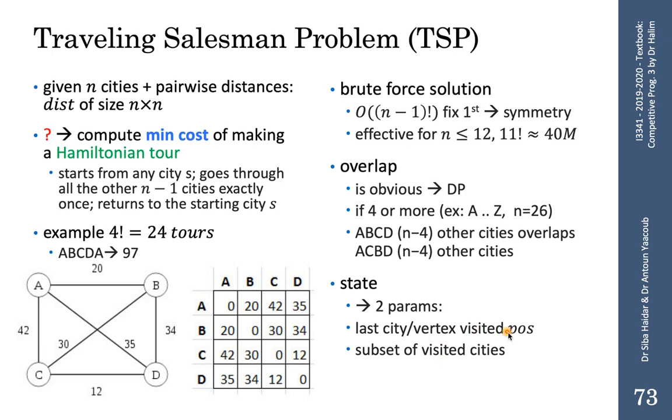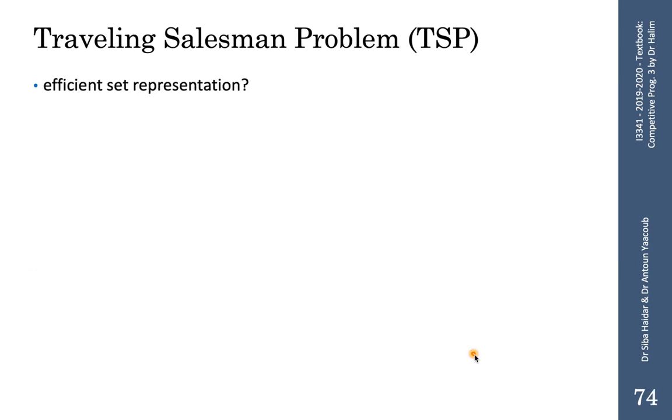So it will be, for example, a parameter pos and the subset of the visited cities. So this is the state. How to represent this subset? Do we know an efficient way to represent a set? Yes, we know. It is a bit mask.